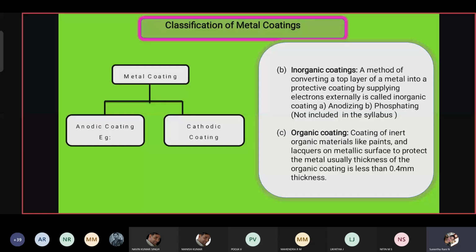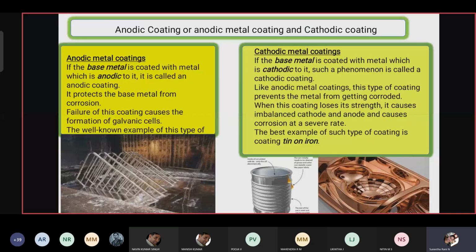One such example of anodic metal coating is like this. You can see the example here. This is the base metal, the tank, where the grills are, which they are immersing in the medium, which contains organic or inorganic inhibitor, anodic to the base metal.